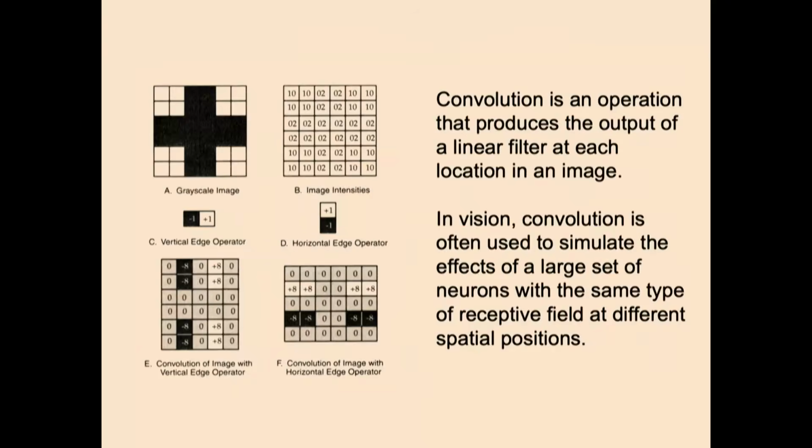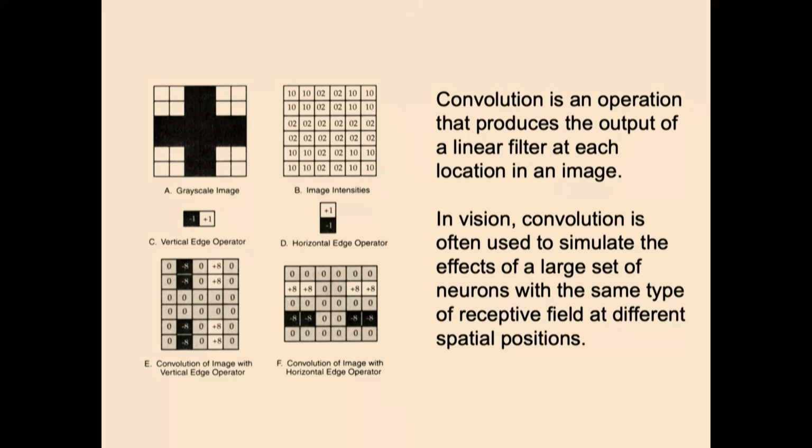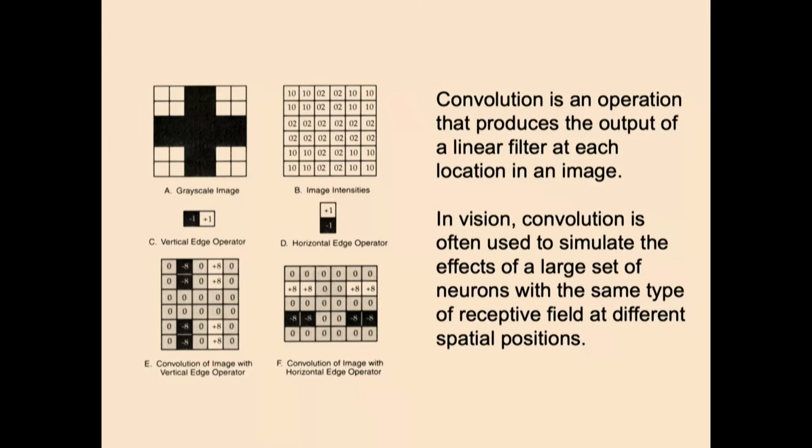Another important idea in this space is the idea of convolution. Convolution is an operation that produces the output of a linear filter at each location in an image or every time point in some time series. Convolution comes up a lot in different contexts in signal processing. In how we think about vision, convolution has a very particular role because it's often used to simulate the effects of a large set of neurons with the same type of receptive field at different spatial positions.